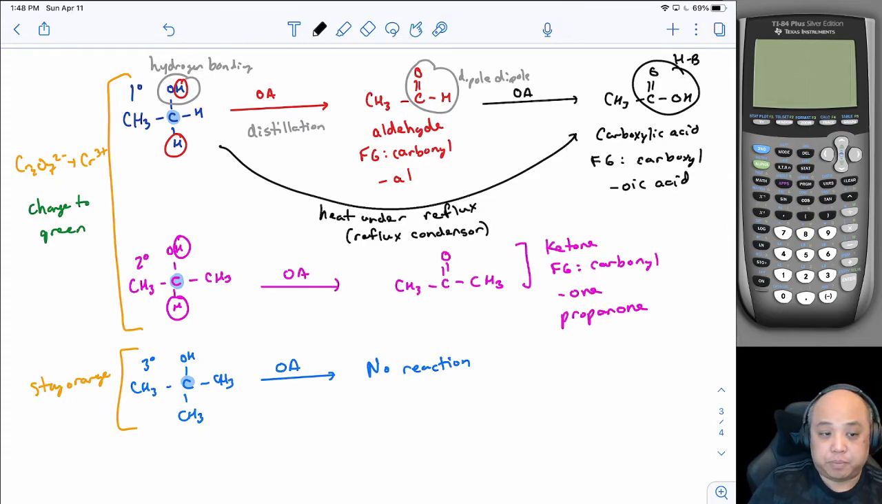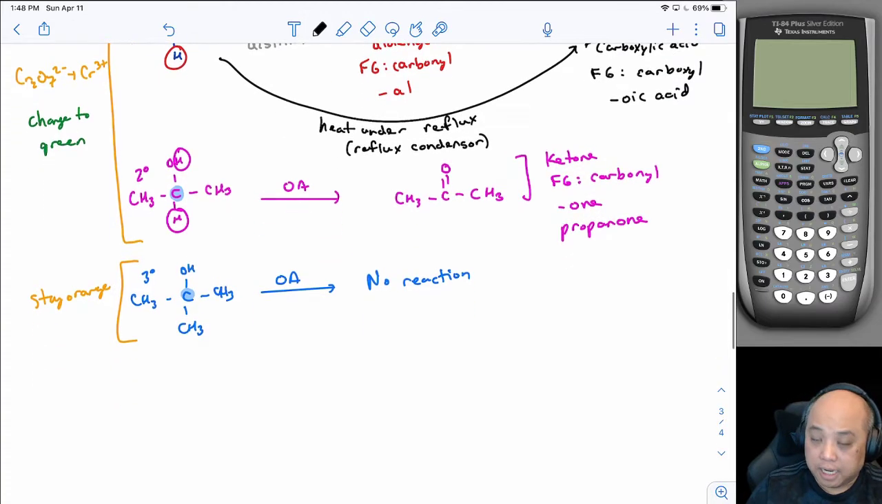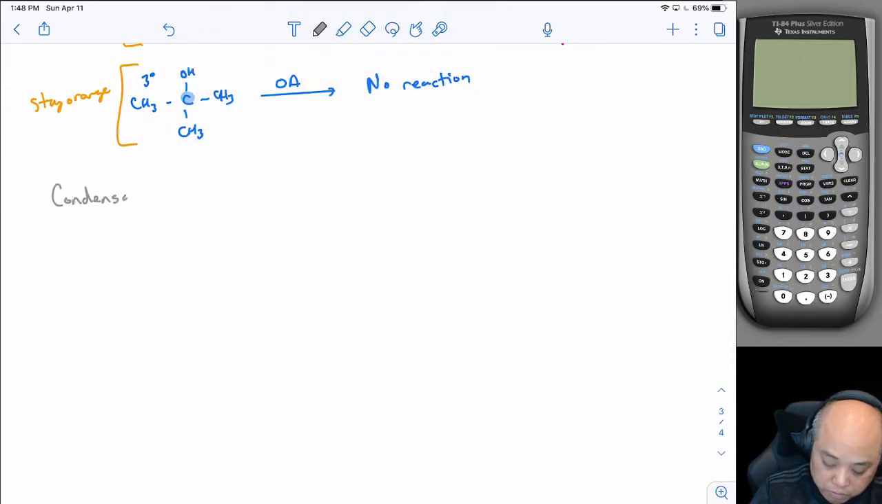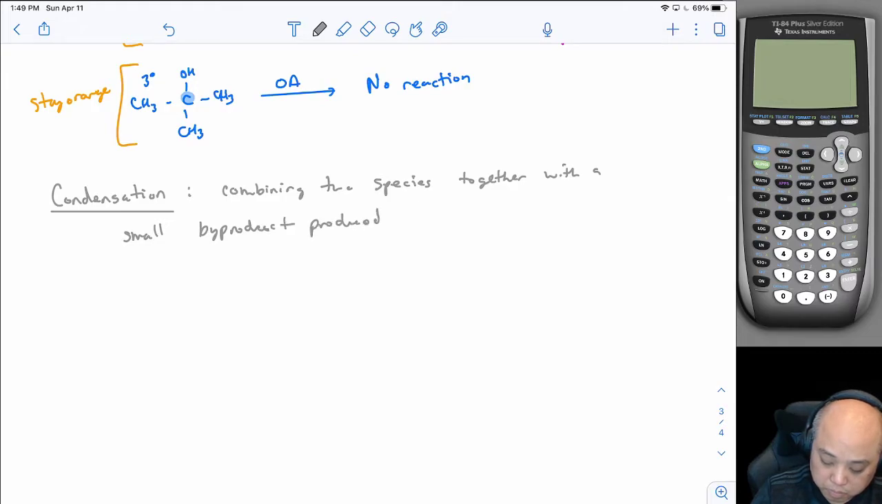Moving on to our next reaction, because this carboxylic acid and these alcohols can actually undergo another type of reaction. And that is called condensation. Okay. Combining two species together with a small byproduct produced, which in our case here is H2O.